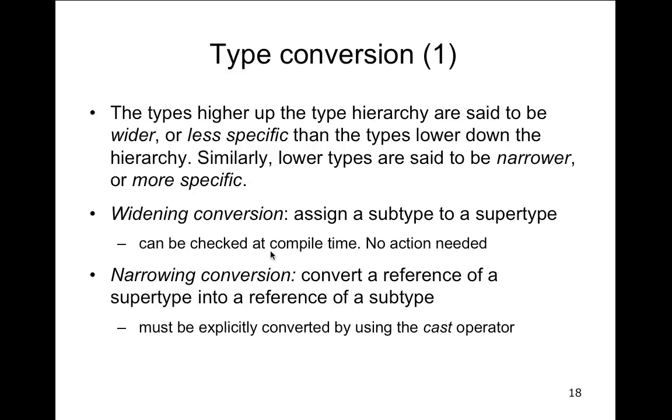Widening conversion assigns a subtype to a supertype. So sub can go to super for widening. Can be checked at compile time, no action is needed. Narrowing, converting a reference of a super type into a reference of a subtype. Taking the super and turning it into the sub, the student, is what's going to cause you the problem. So that actually has to be converted using a typecasting operator.